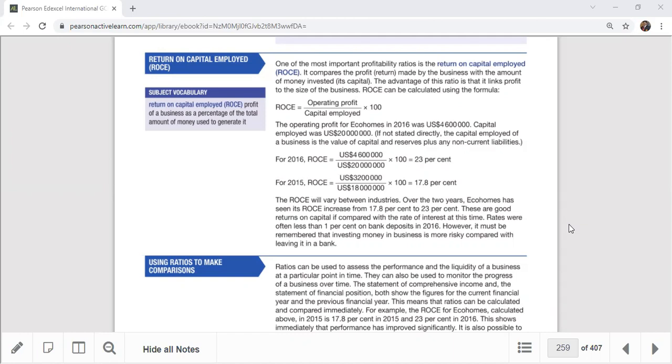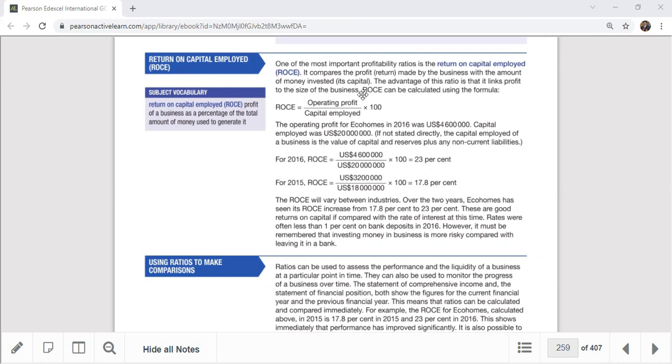We can find out how much return a business gets, how much profit they earn as a percentage of the total capital employed. So you can see the formula here. One of the most important profitability ratios is the return on capital employed.